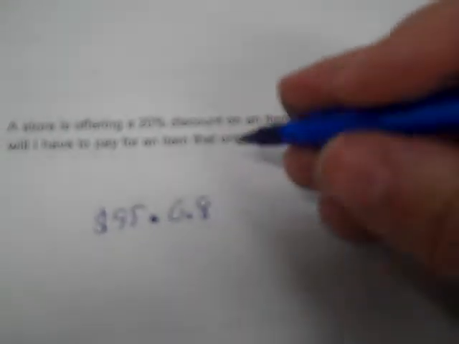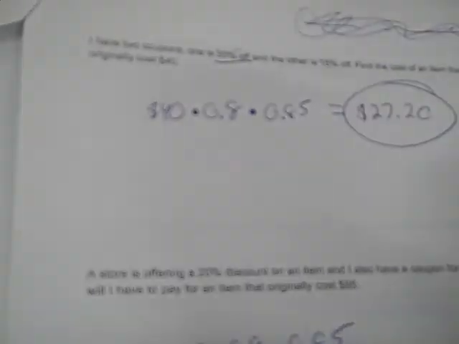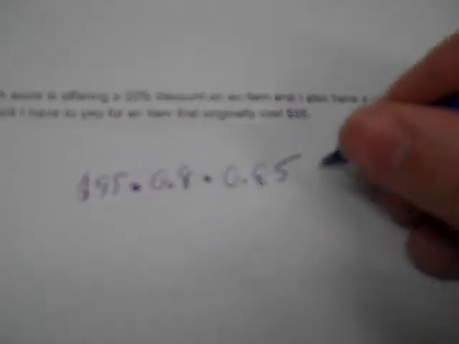And then whatever that is, I'm going to find 85% of that. So 0.85 again, okay? So 95 times 0.8 times 0.85, and I get $64.60.